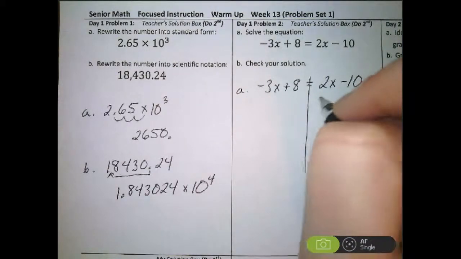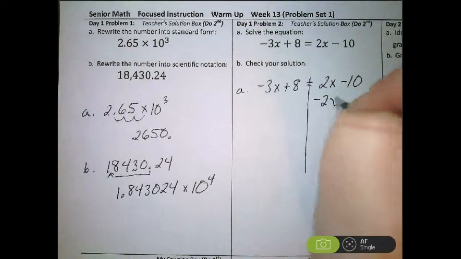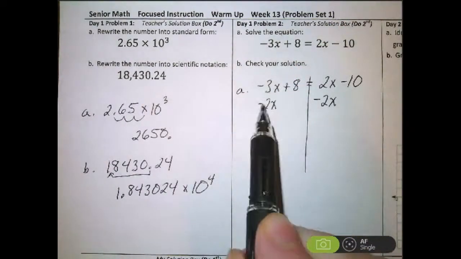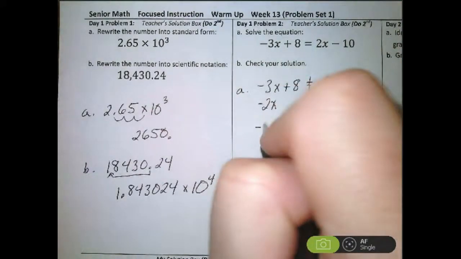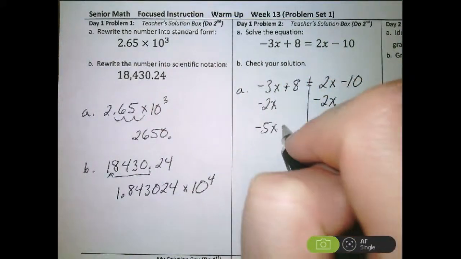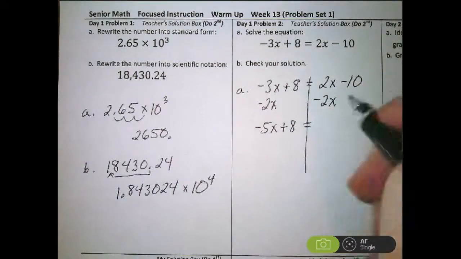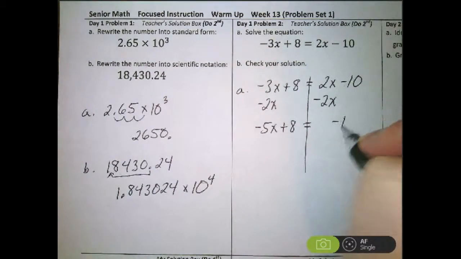Let's fix that by removing the 2x. So take away 2x, take away 2x. Negative 3x, subtract 2x is negative 5x. The positive 8 can come down, and then on the right side of the equation, the negative 10 comes straight down.